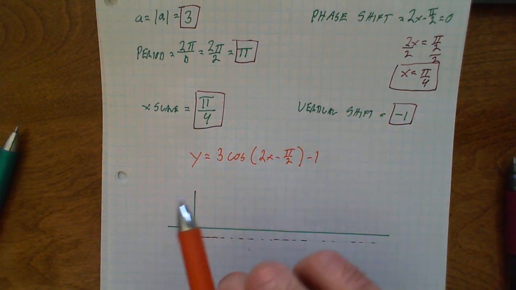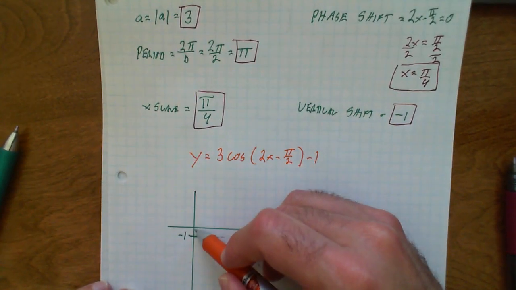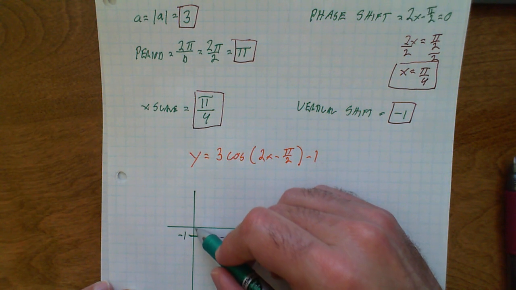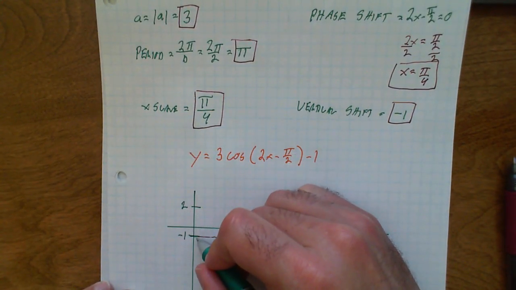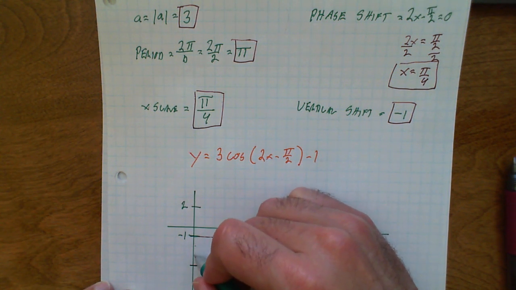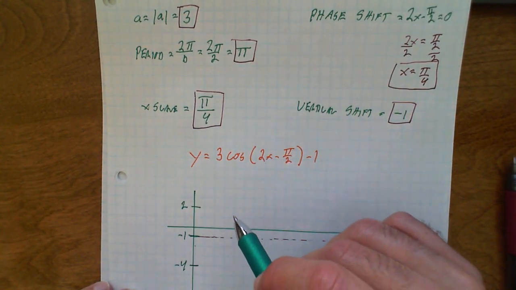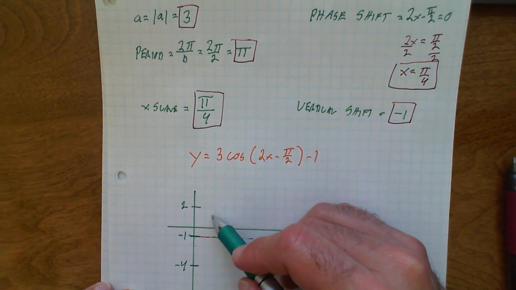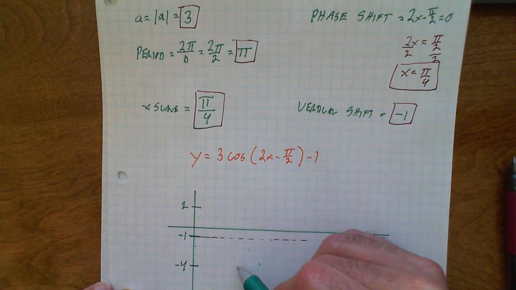Now, our amplitude is 3. That means I'll go above from -1. It's going to go up 3 high, so 0, 1, 2. So I'll go up to 2, and then down -1, -2, -3, -4. Okay, so that's my amplitude. So that's how high it's going to go. The midline is going to be here, and it's going to go up 3, and then all the way down 3, to the bottom.